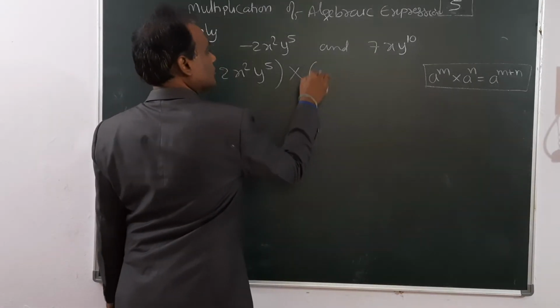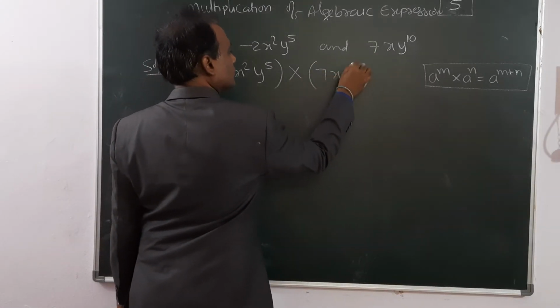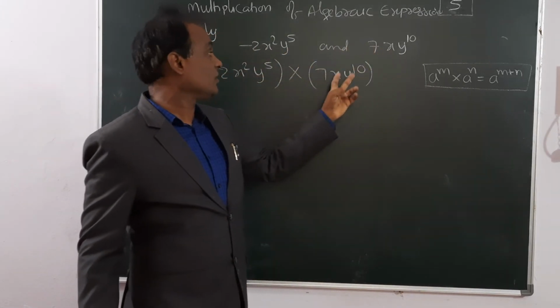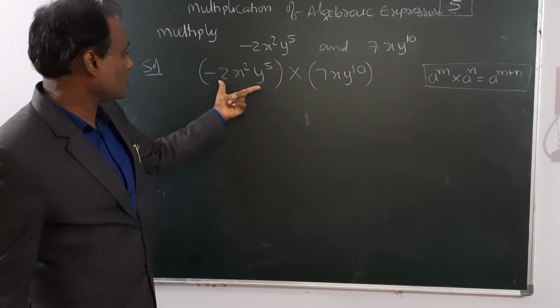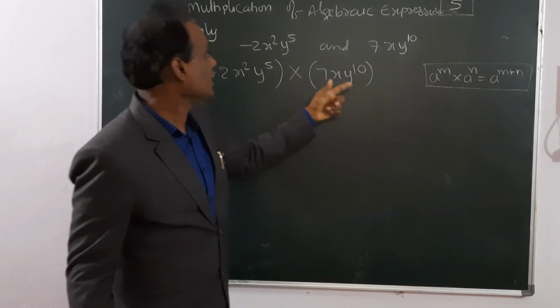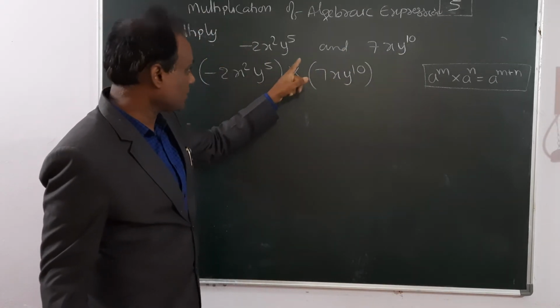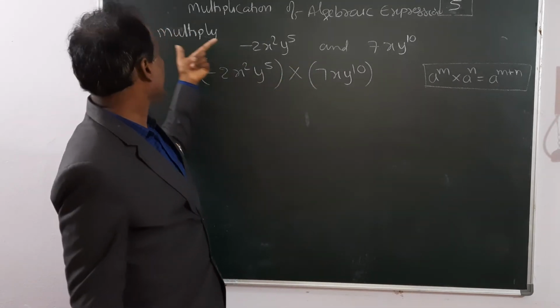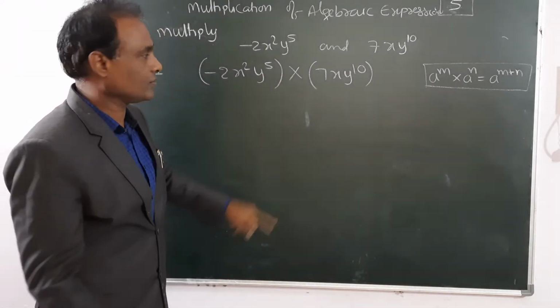Second. Multiplying one algebraic expression with another algebraic expression. So first expression I wrote here, second expression I wrote here. If we have to add, write a plus symbol between these two. Subtraction means minus symbol. Multiplication means multiplication.